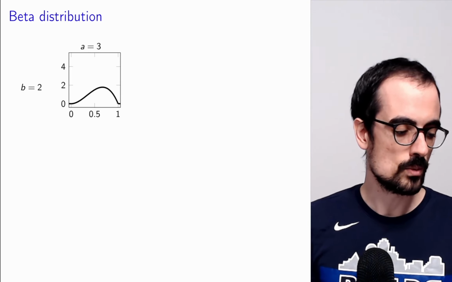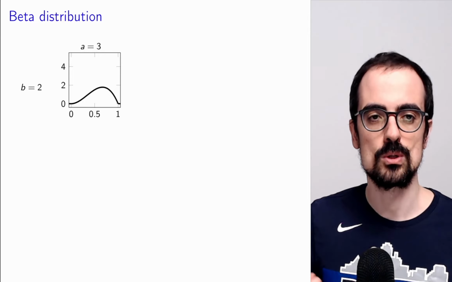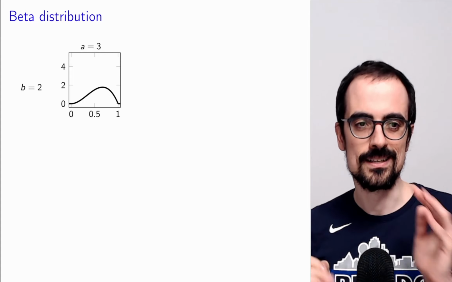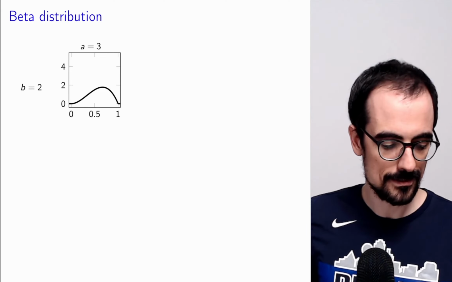So let's take a look. This is what happens if a is equal to 3 and b is equal to 2. Here a is kind of winning, so we see the distribution shifted towards 1.